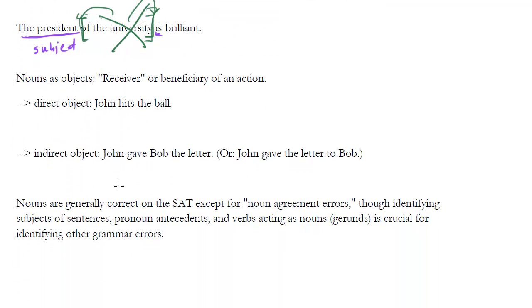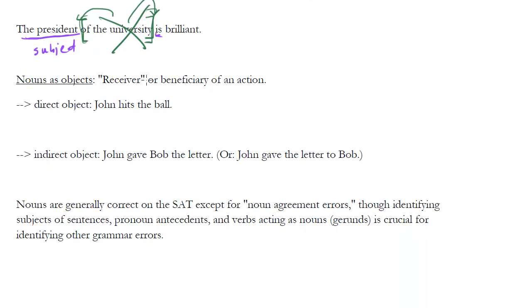Nouns could also act as objects. These are when nouns are acting as the receiver or the beneficiary of an action. So a direct object would be something that's actually being affected by that action in a direct way. So for instance, John hits the ball. Well, John is the subject. Hits, obviously, is our verb. And the ball is our direct object. It is the thing being hit, so it is receiving that action.